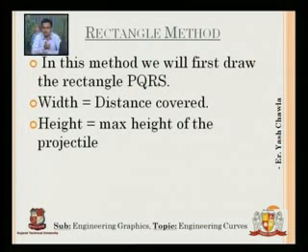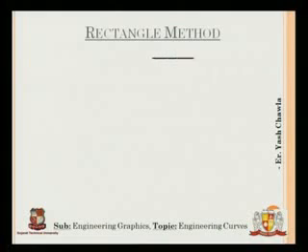Now first we will draw a rectangle PQRS. Now what will be the dimensions? The width will be equal to the distance covered, that is, the width will be equal to the distance covered from the point of launch to the point of landing. The height of the rectangle would be the maximum height that has been attained by the projectile that we saw in the previous figure.